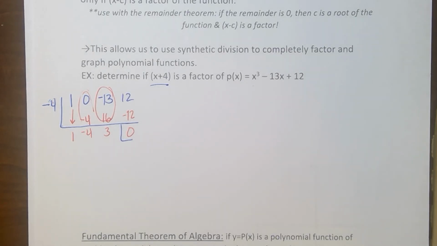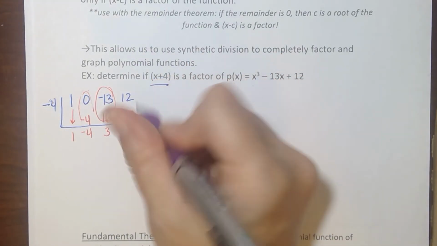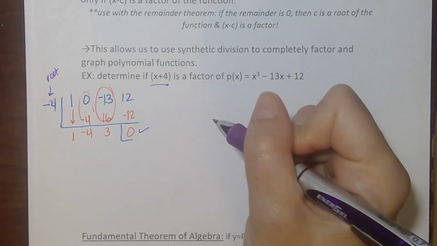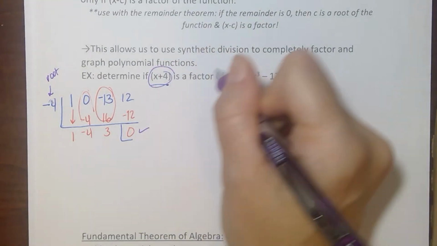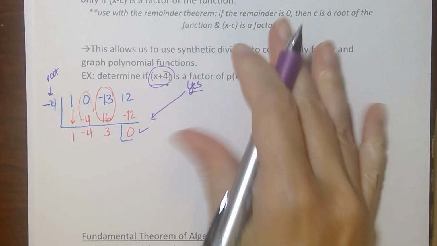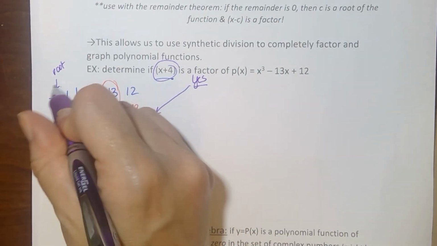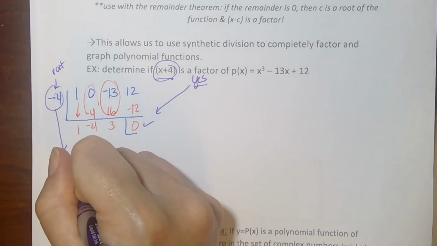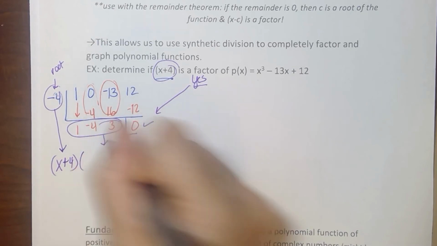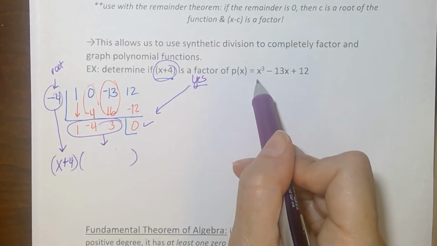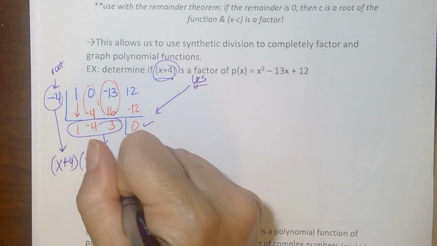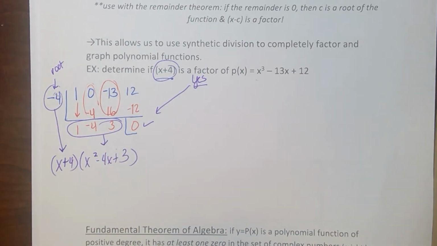So let's think about interpreting this. I found a remainder of 0, so that means that this is a root or a 0 of the function, and x plus 4 is a factor of the function because the remainder is 0. Since this is a factor, this comes down when I finish factoring it as x plus 4, and then I take my quotient and interpret it. My function started as third degree. I factored out a single degree, so this quotient is squared: x squared minus 4x plus 3.